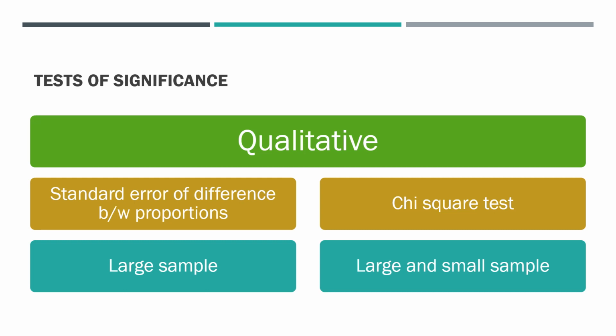For qualitative data, you can do two tests. One is standard error of difference between proportions and another one is chi-square test. Both of them can be applied to qualitative data. The difference is standard error of difference between proportions can be applied only to large samples. Large sample, anytime they mention it, means n more than 30. Chi-square test, whereas, can be applied to both large and small sample groups.